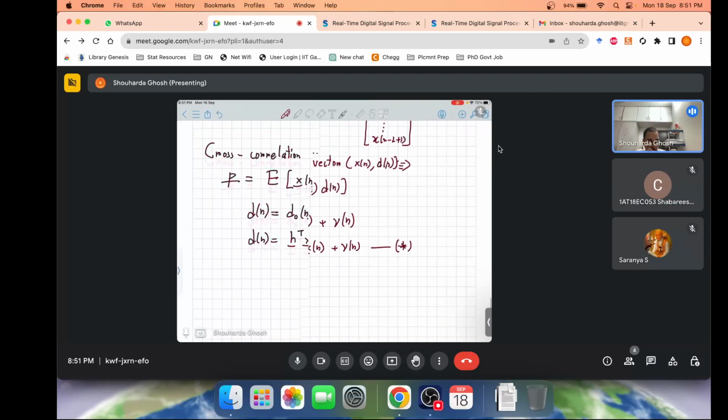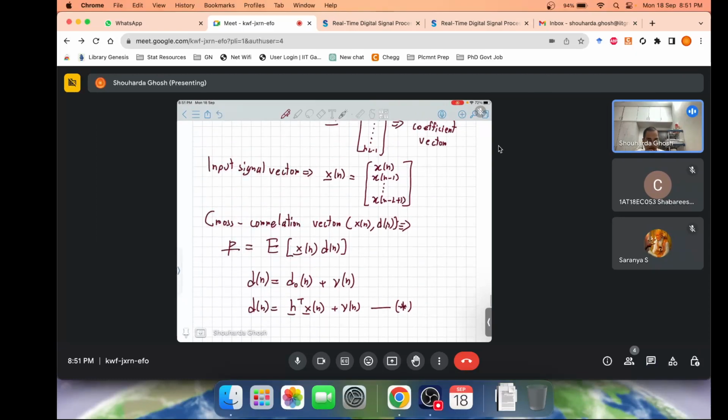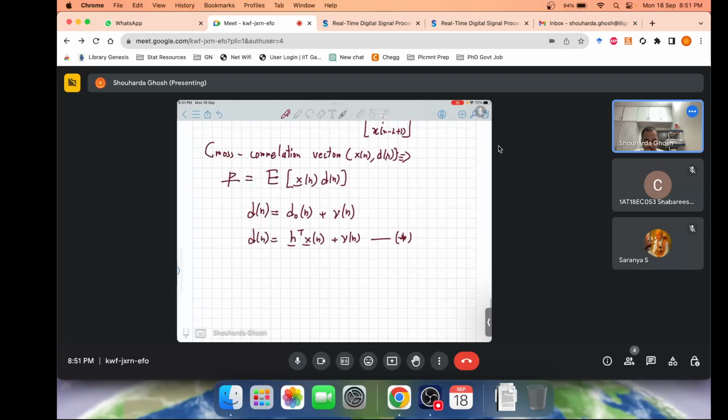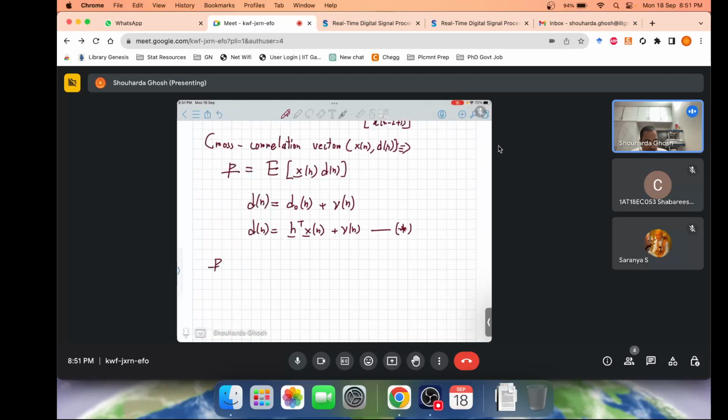So this d of n is actually the filter output of the actual system, and for an input I get the output from the system, along with the background noise. That's our d n. So let me write p of n once again as the expectation of x of n times d of n. This d of n is a scalar. For a scalar a, it can be written as a transpose, because a scalar is a single 1 cross 1 matrix, and its transpose is the matrix itself.